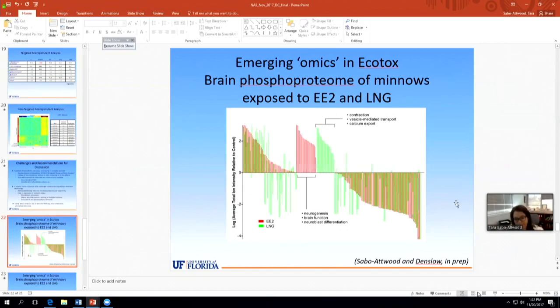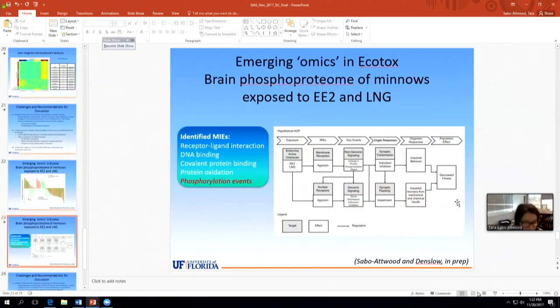And so such data on signaling should be considered, and perhaps events such as phosphorylation can be considered as new molecular initiating events. And so with all of this data, I think we have to think about how this can be incorporated in these AOPs and help direct tier-based in vitro screens.